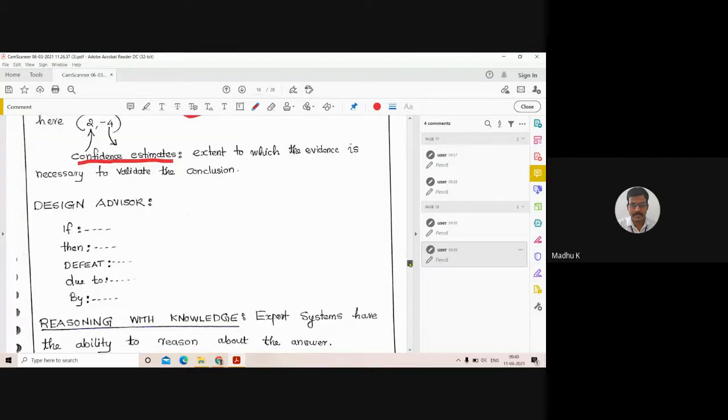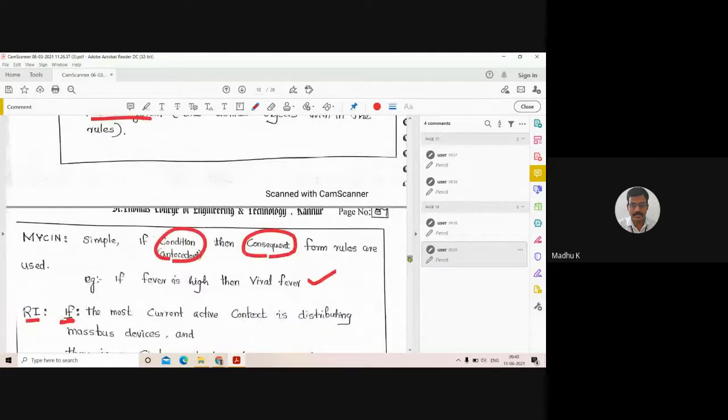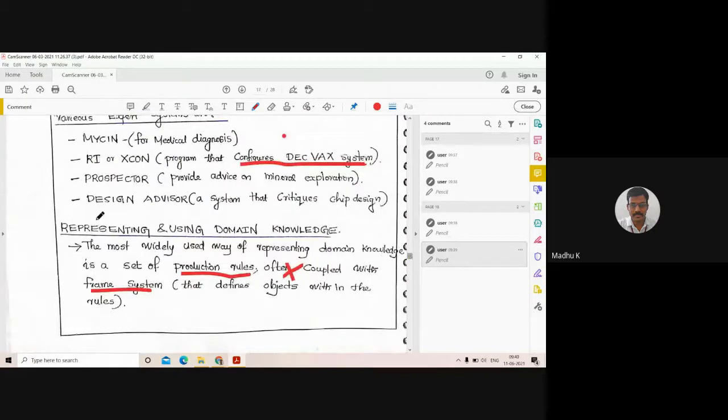Then Design Advisor. For Design Advisor, the rule format will be like this: if, then, defeat, due to, by, etc. In this way we will write the rules. So this is about knowledge representation, which differs across systems: Mycin, RI, Prospector, Design Advisor, etc.